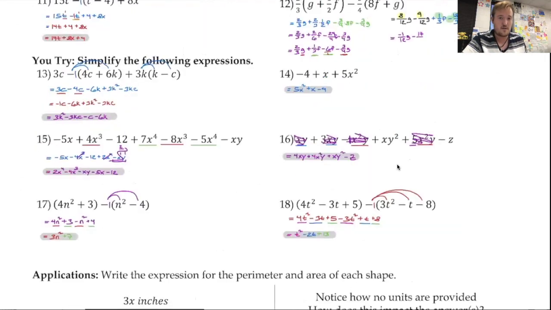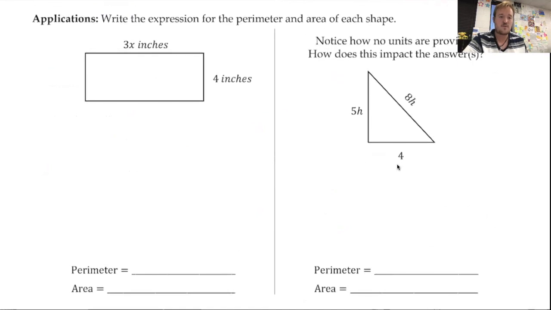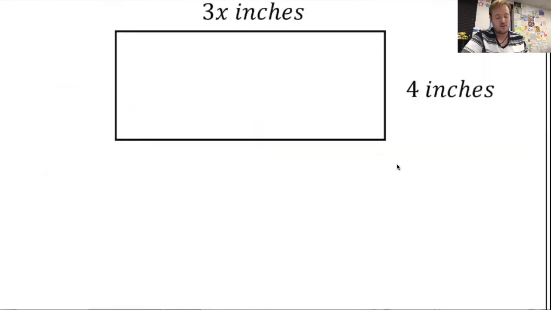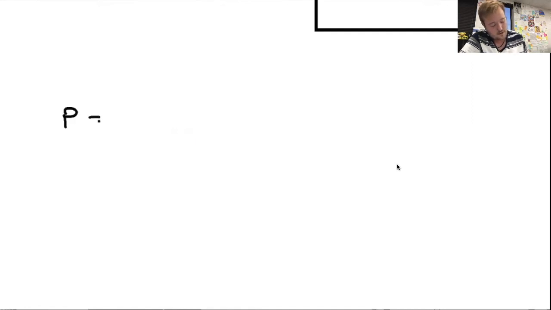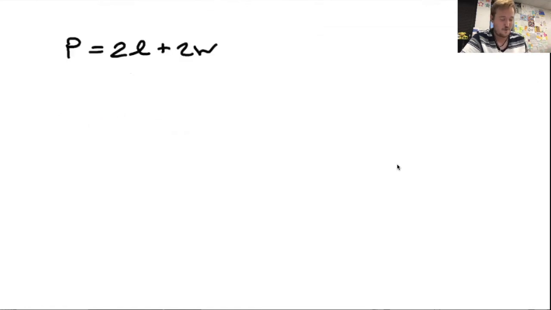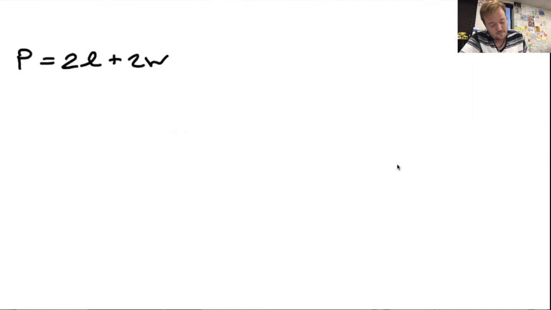Okay, so now we're going to get into some applications. So these application problems are dealing with perimeter and area. So we want to write the expression for both the perimeter and the area of each of these shapes. So if you recall, the perimeter of a rectangle is 2 times the length plus 2 times the width. So I recommend you write a cursive L so that your L's don't look like ones. Or another alteration I've seen is capital L. Just make sure your L's do not look like ones. And then your area is going to be your length times your width.